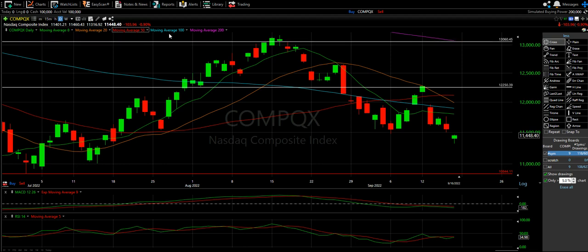The exact same moving averages, the 8, the 20, the 50, the 100, and the 200 with their colors. And then the same manual lines that I draw up here. So the exact same upper view that we do, and again, the exact same lower indicators as well, the MACD and the RSI.